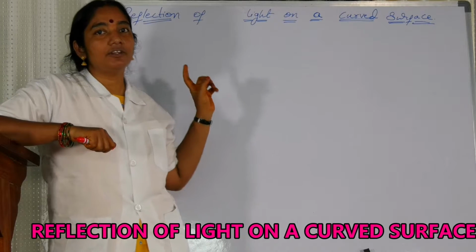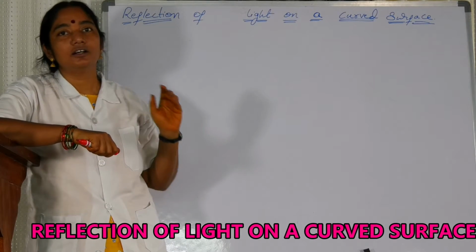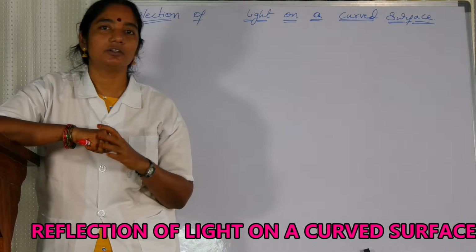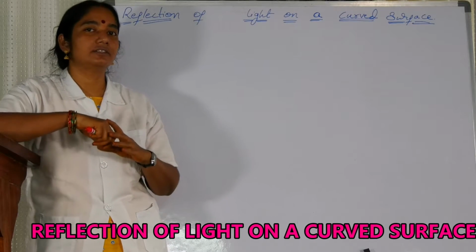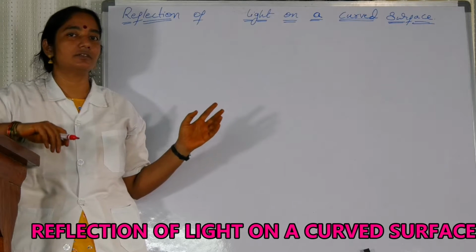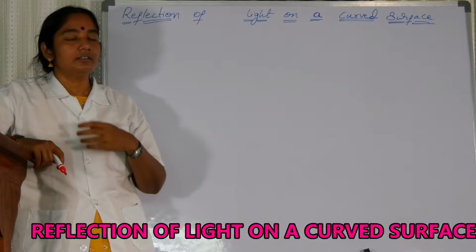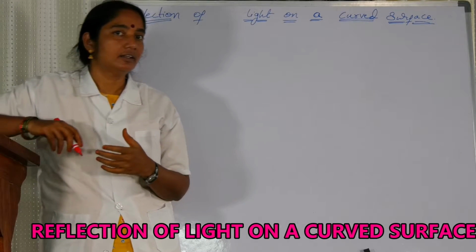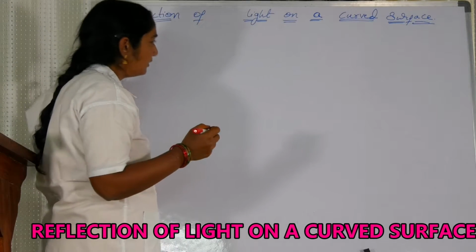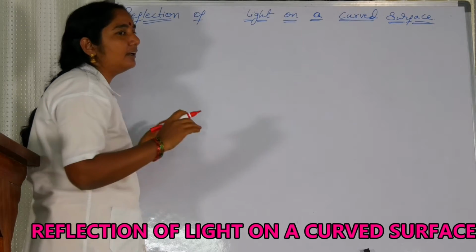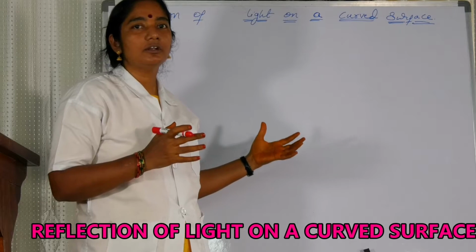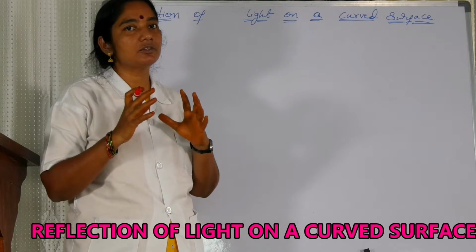The reflection of light on a curved surface. Previously we have discussed the reflection of light on a plane surface. Now we are discussing a curved surface. You are going to get an idea. Please try to understand in a three-dimensional figure. It cannot be drawn on a board, but please try to understand it in a three-dimensional figure.